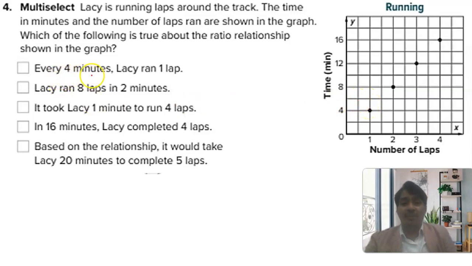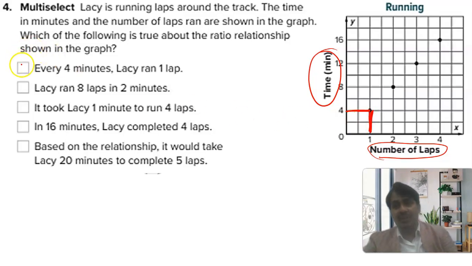Every 4 minutes Lucy ran one lap. So this is the minutes, and these are the number of laps. Every 4 minutes she ran one lap. That's correct. Very good. Next option: Lucy ran 8 laps in 2 minutes. No, we don't have 8 laps here at all.